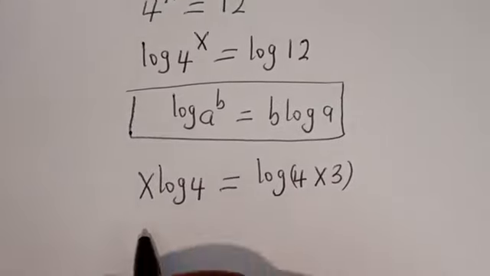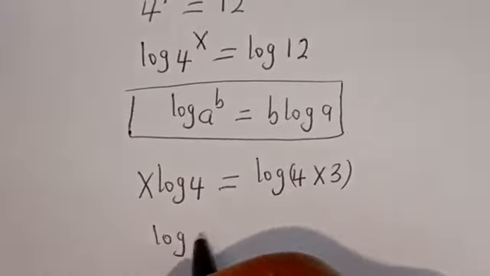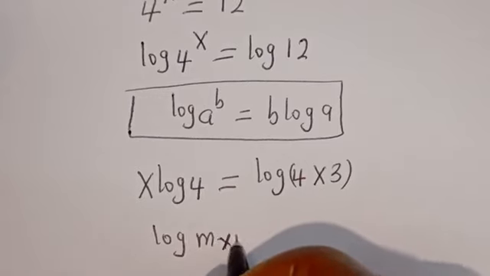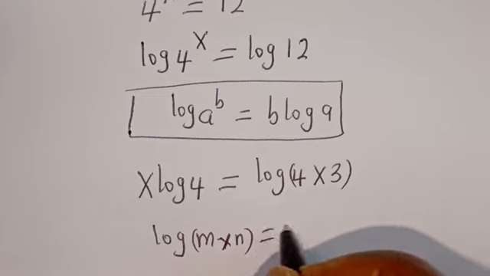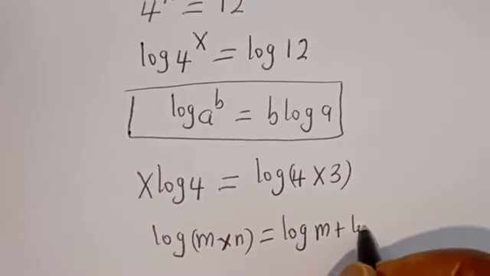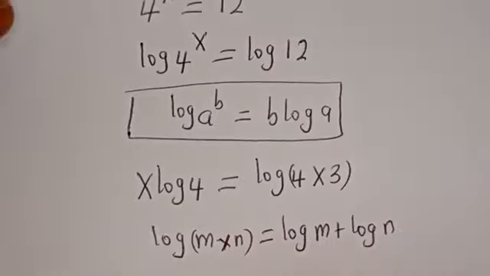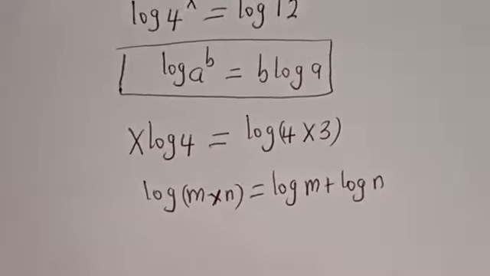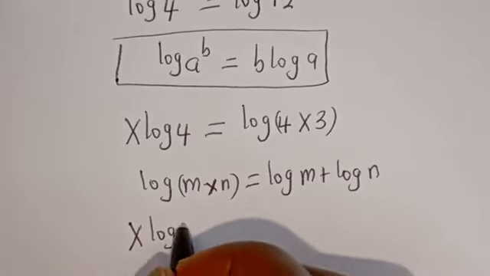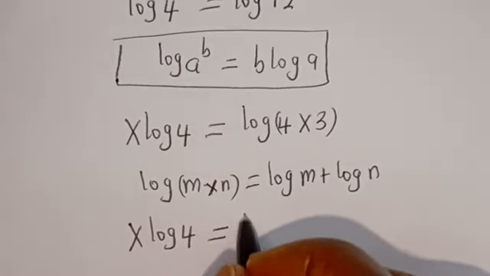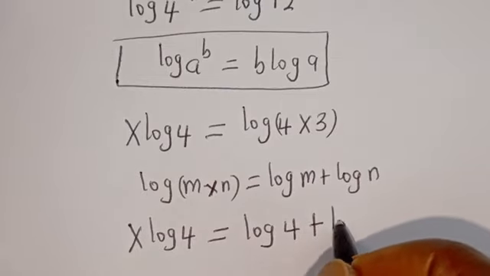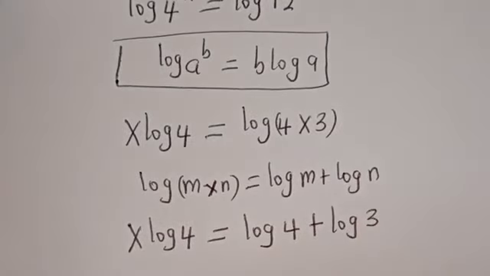Also, take note of this, that if you have log m multiplied by n, this is equal to log m plus log n. Then this equation can be written as s log 4 is equal to log 4 plus log 3.